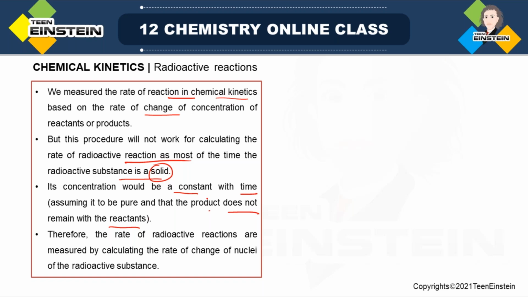So how will we measure it if it is not possible by the normal convention? The rate of radioactive reactions is measured by calculating the rate of change of nuclei. That is, we are talking about the nucleus. Nuclei means the particles that are present in the nucleus, that is proton and neutron. So it is the rate of change in the number of nuclei of the radioactive substance. In this way we express the rate of radioactive reactions, that is, radioactivity.